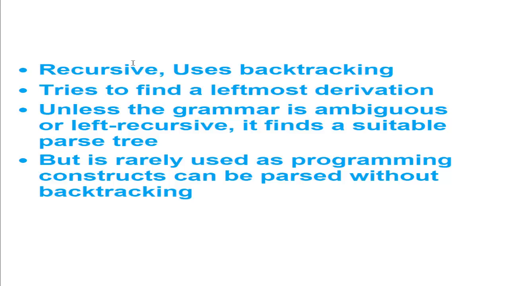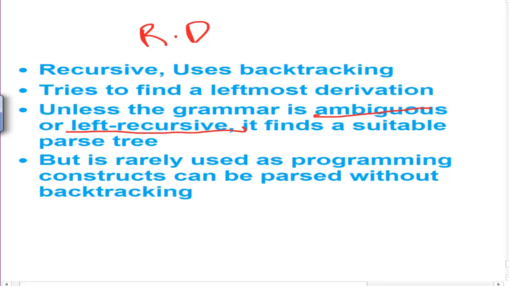So recursive descent uses what? It uses backtracking. It tries to find the leftmost derivation, unless the grammar is ambiguous. It finds a suitable parse tree, but it's rarely used because we have other ways than backtracking, since backtracking is a bit slow. We have faster algorithms and better techniques. We'll talk about them later.